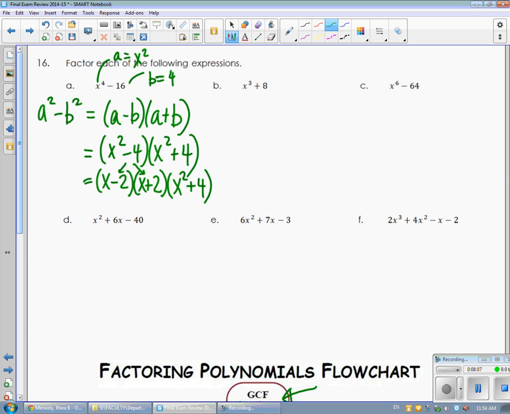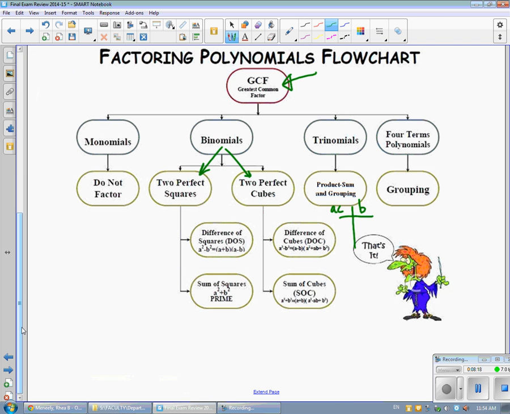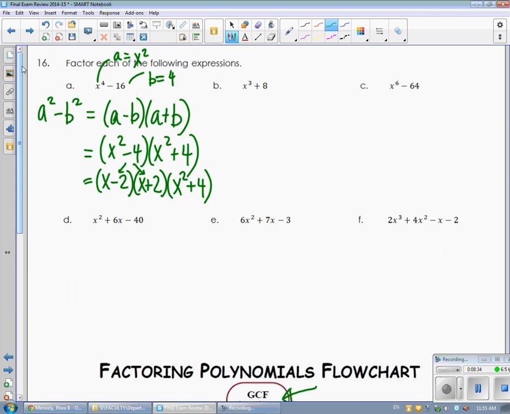Let's take a look at letter B. Again, we have a binomial, x to the 3rd plus 8. Got to be careful here, though, because this time I'm dealing with perfect cubes, and so I have a different formula for perfect cubes. If we look, here are my perfect square formulas. Notice that we have a formula for the difference of squares, but not for the sum. When we're dealing with perfect cubes, we have 2 formulas we can use. We have one for the difference and one for the sum. So in this case, we have the sum.